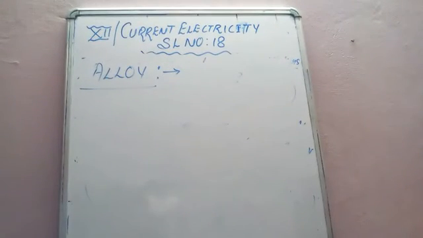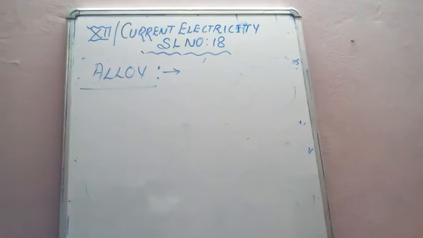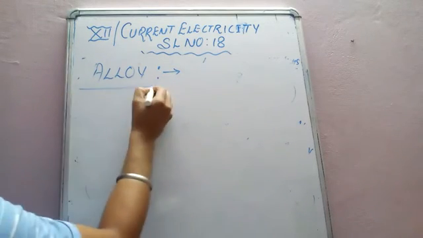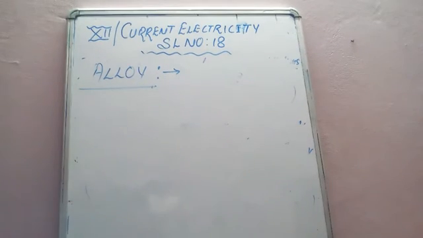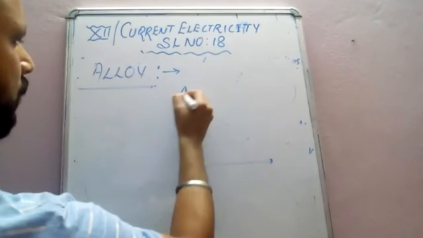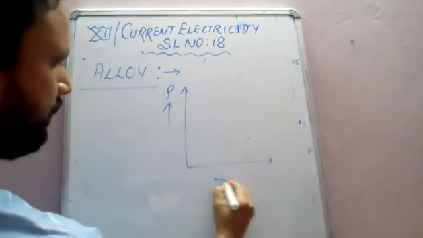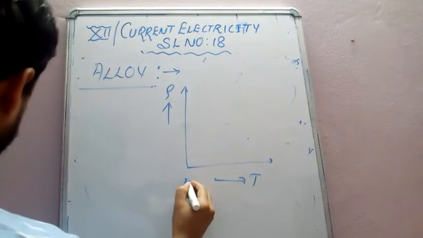Now what happens in alloys? An alloy is nothing but a combination of two or more metals. That is also an experimental observation. If we are taking the graph for alloys, this is the resistivity versus temperature graph for alloys.